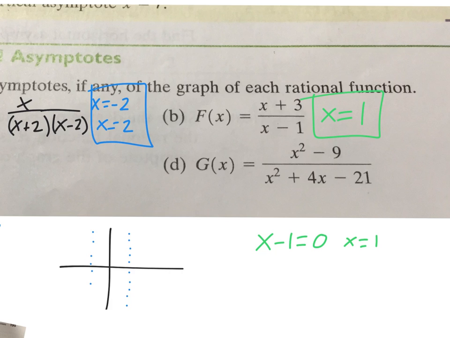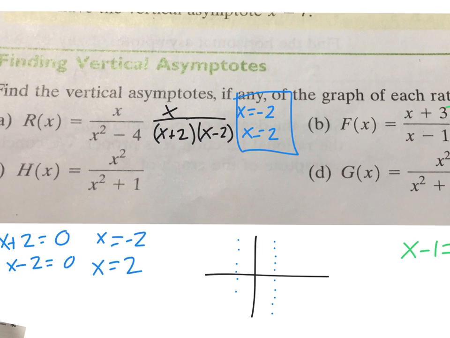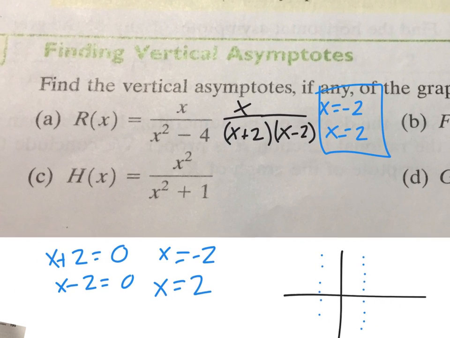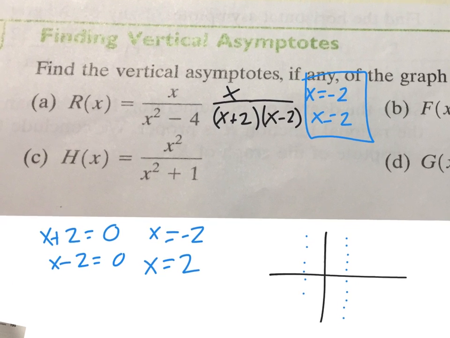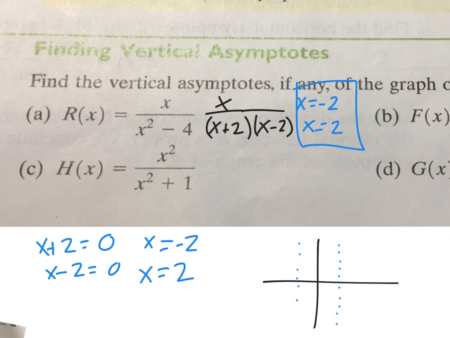I understand what that means graphically. I'm not going to do that for every one of these. Okay, look at example C. I'm given h of x equals x squared over x squared plus 1. First, can I factor it? X squared plus 1. Can I factor that? No.